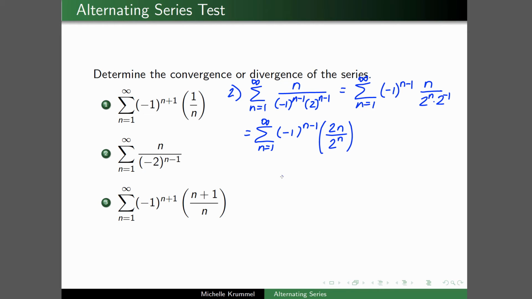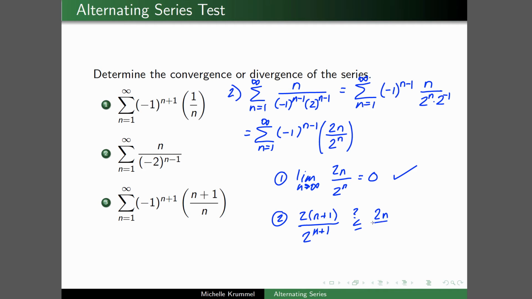To use the alternating series test, first we take the limit as n approaches infinity of our a sub n, which is 2n over 2 to the power n, that limit is 0. Exponentials grow faster than polynomials, so the limit is 0. Or we could also use L'Hopital's rule to show that. So we've satisfied the first check, and then we check to see is a sub n plus 1, so 2 times n plus 1 over 2 to the power n plus 1, is that less than or equal to 2n over 2 to the power n.